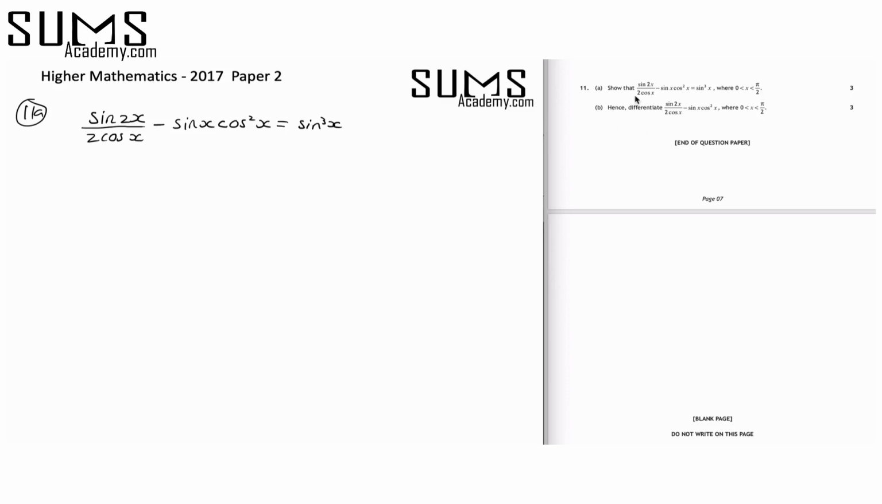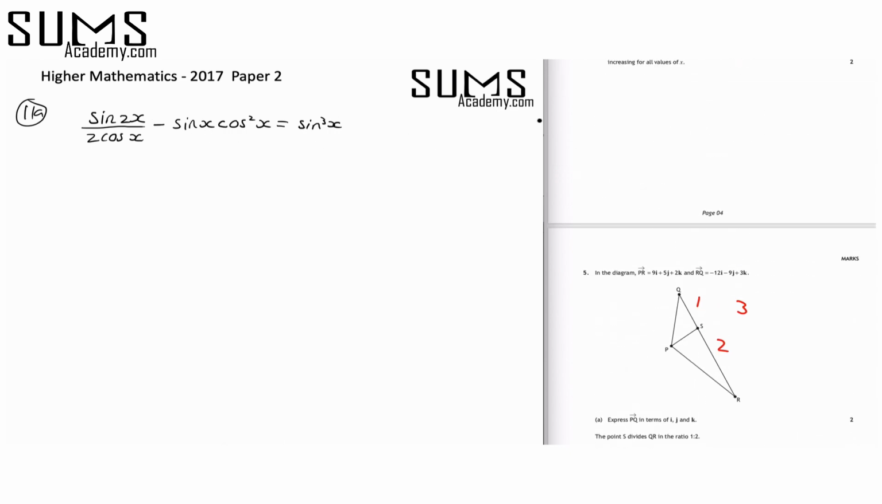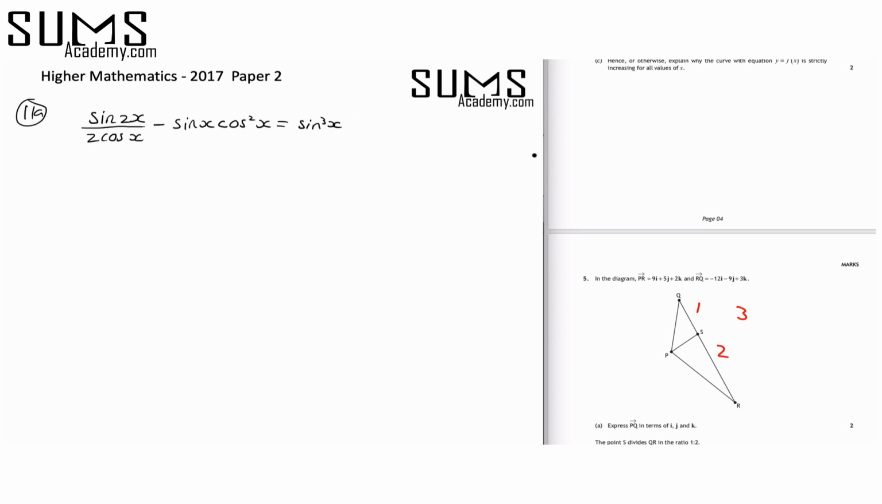Question 11. Show that sin 2x over 2 cos x minus sin x cos squared x equals sin cubed x, where x is between 0 and pi over 2. Okay, so straight off you should be thinking trig identities. So it's quite a simple one actually. The difficult part here is this sin 2x.